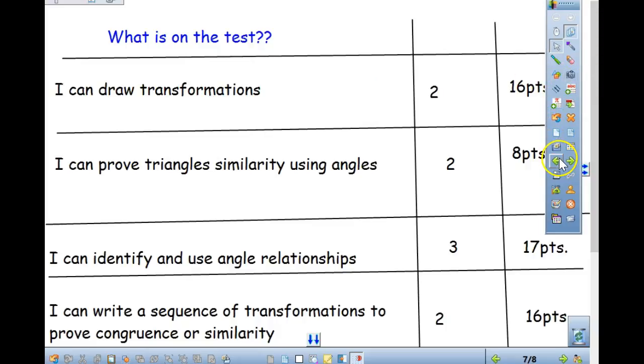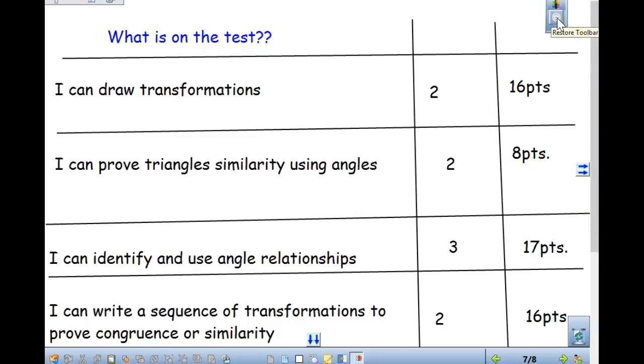All right, so I can draw transformations. There's going to be 2 questions worth 16 points. So, as you look at that review, on 19, those are like the questions 10, 11, 12, those questions where you are looking at actually drawing it, okay?